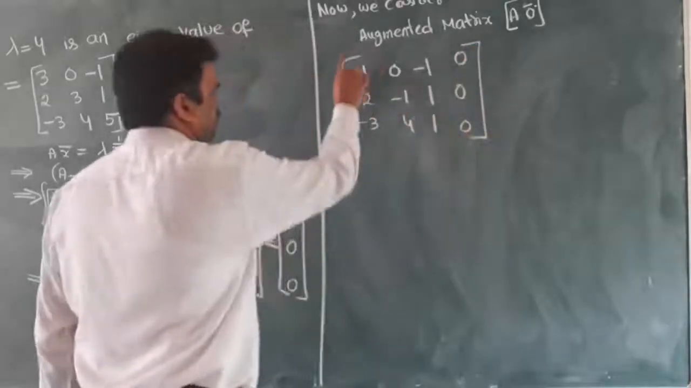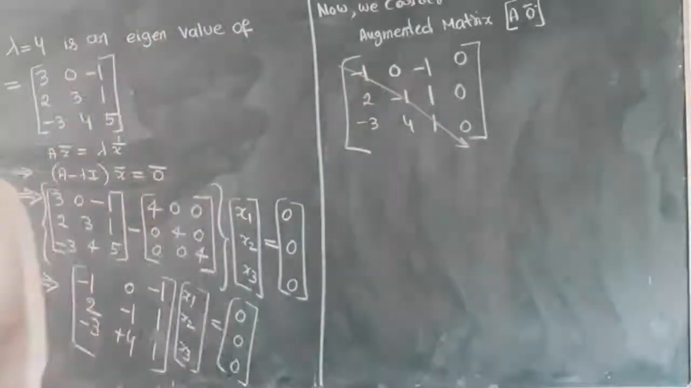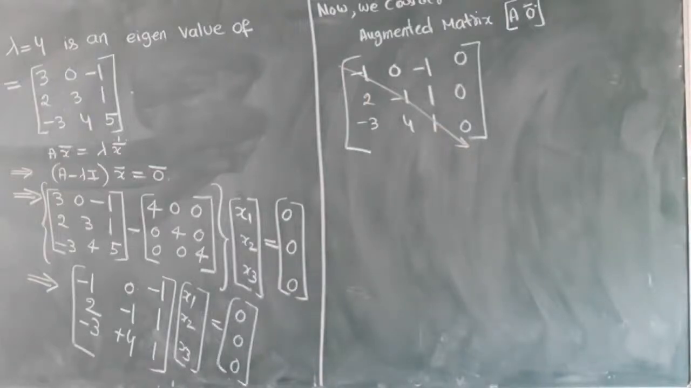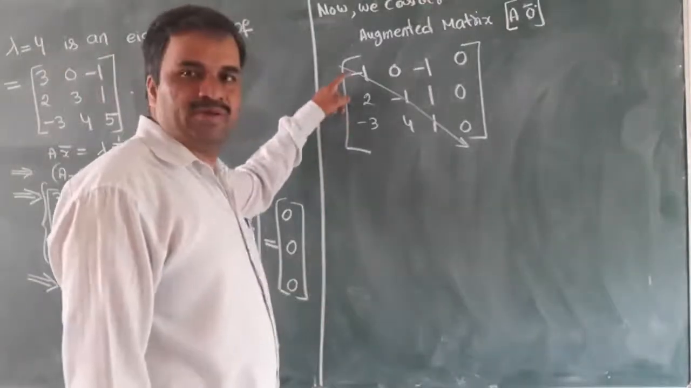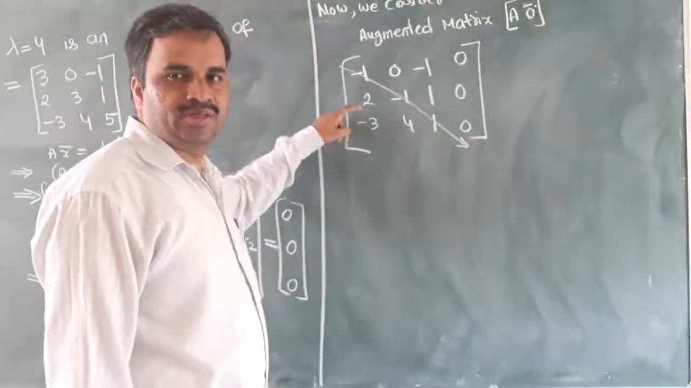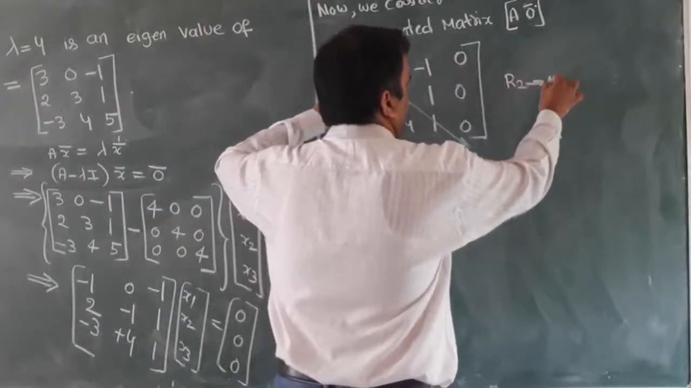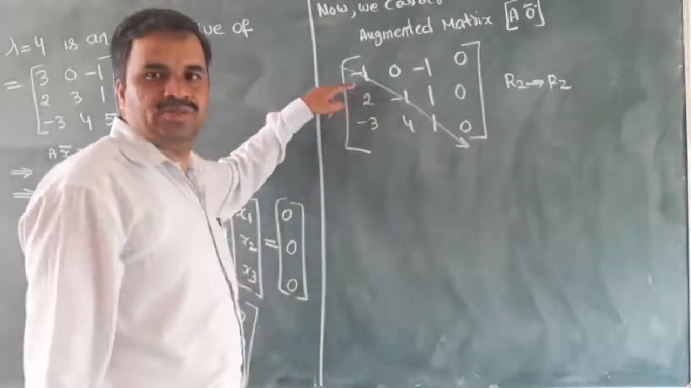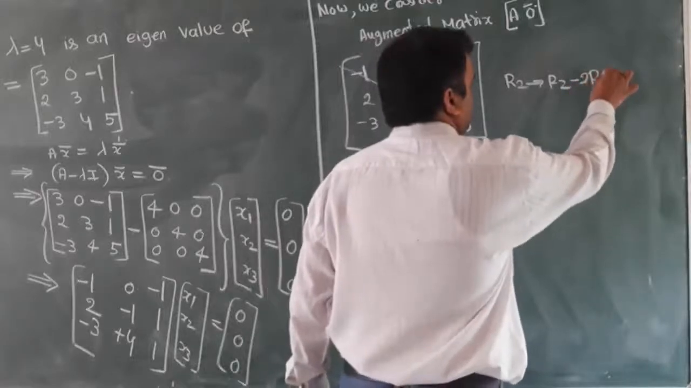Now we have to solve with the help of echelon form. First row first element, second row second element, third row third element. The matrix we have is [-1, 0, -1; 2, -1, 1; -3, 4, 1]. We'll do row operations first. In the first column, the elements below have to be made 0. Here in R2 there is 2, and 2 minus 2 is 0. So R2 implies R2 minus 2 R1.